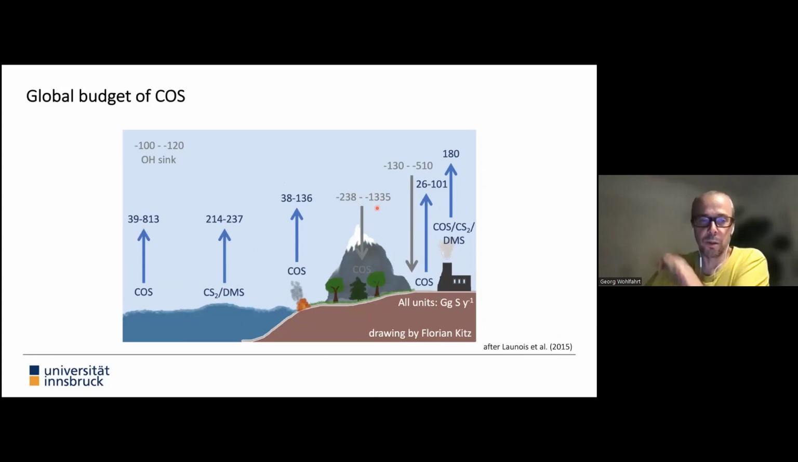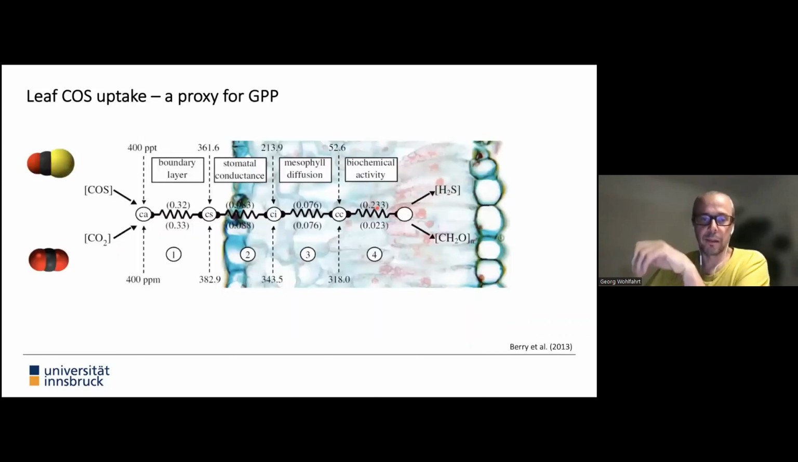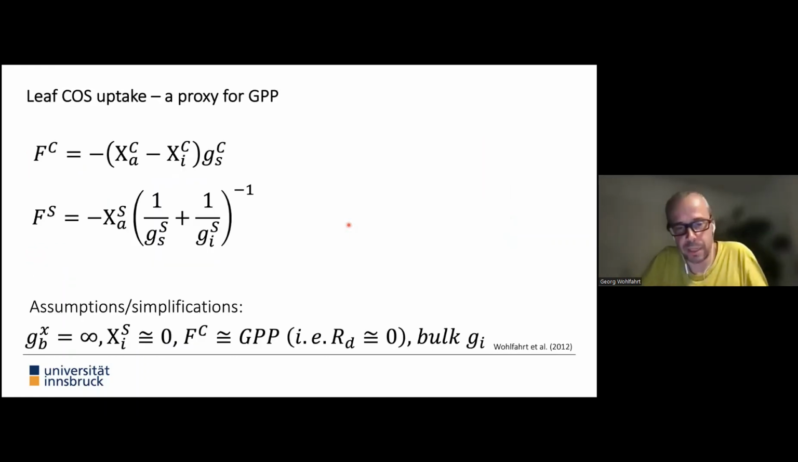Okay, so this was more in order to convey the conceptual idea of using COS as a tracer for GPP. So now we have to get down to the underlying math, and there are two equations which we have to consider to that end, and both apply at the leaf scale.